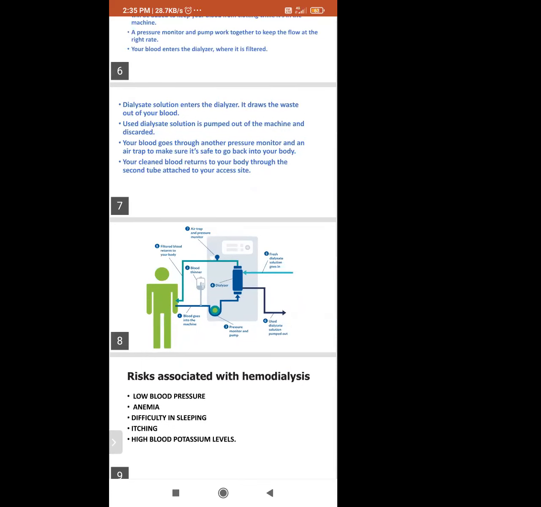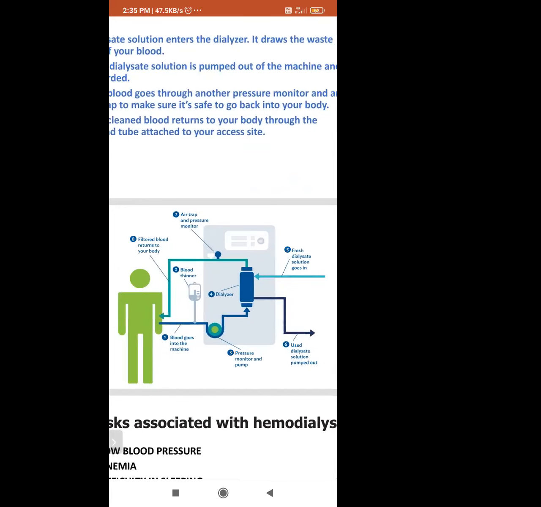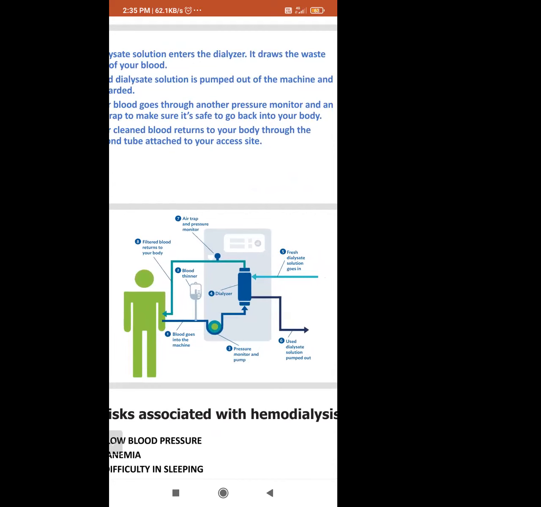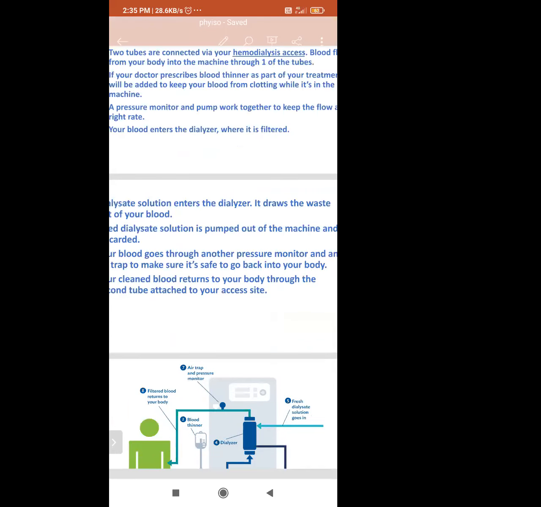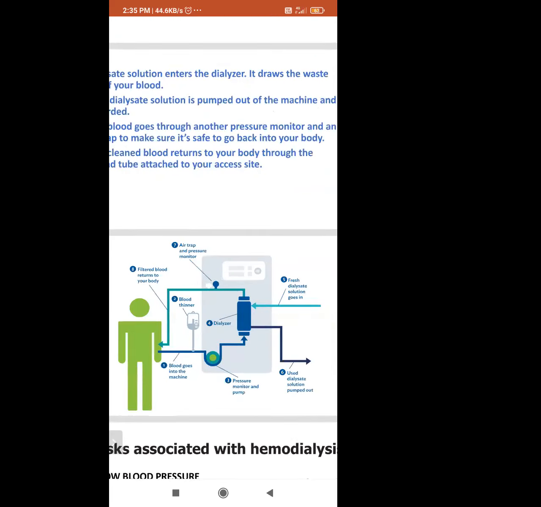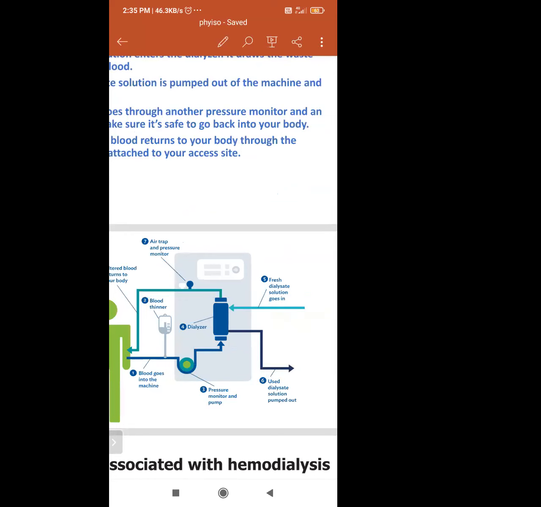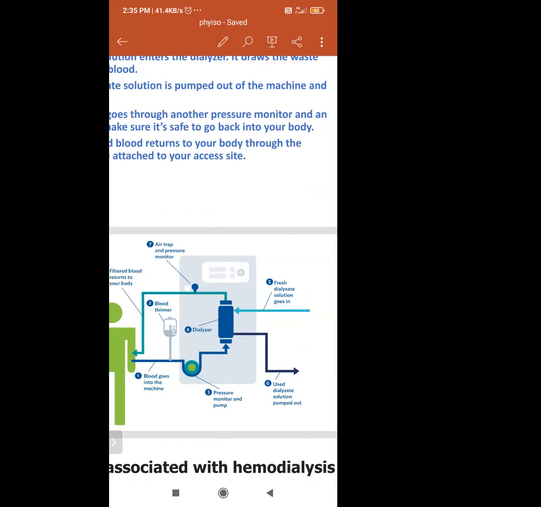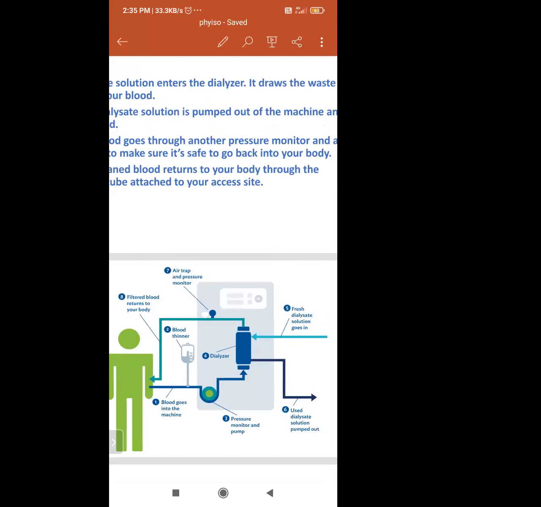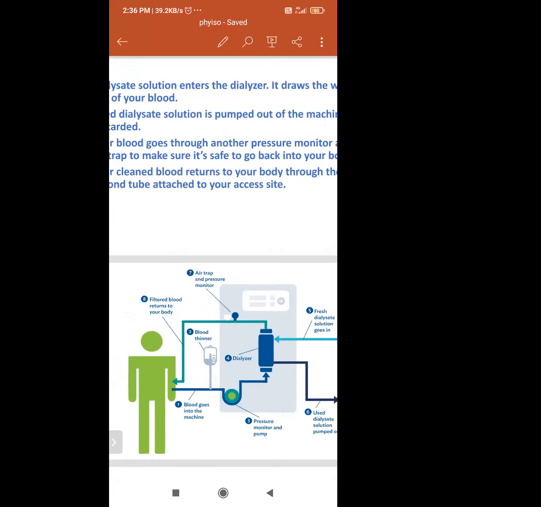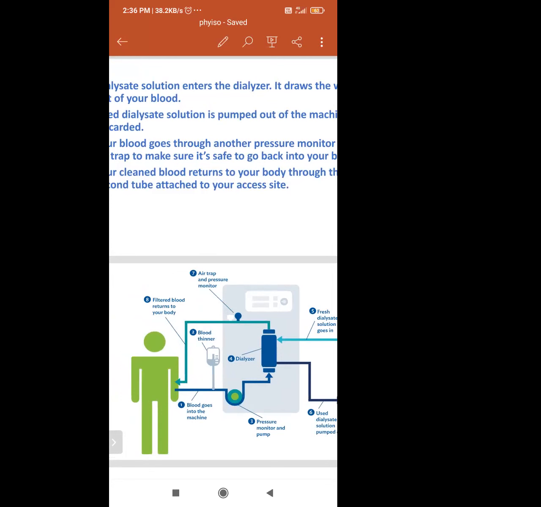So this is the diagram of how a hemodialysis machine works. The blood goes through the first tube to the dialysis machine, and this is the blood thinner. The blood thinner is used to keep our blood from clotting, and a pressure monitor and pump also work together. Then the blood goes to the dialyzer, and from the right, dialysate solution is entered. When the blood is filtered, the dialysate solution is taken out through another tube. Then the purified blood is monitored by the pressure monitor and air trap. Then the blood is sent to the human body.